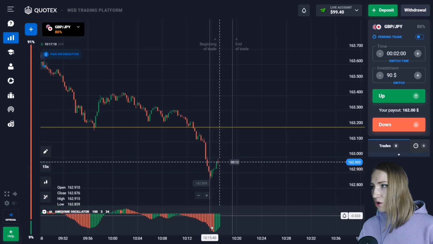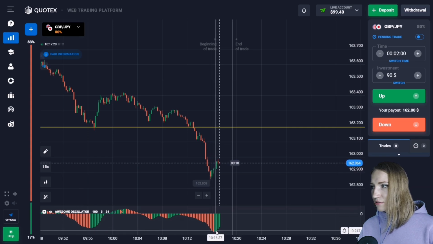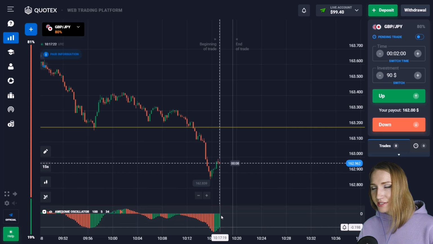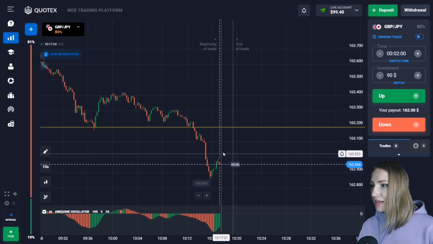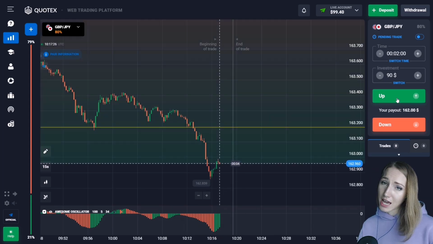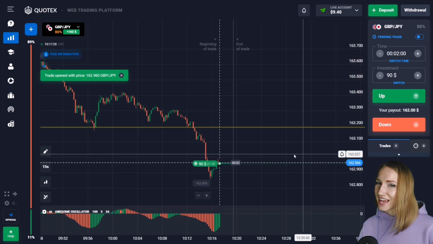So guys, here you can see the price broke through the support level, then moved down. The indicator also shows us that very soon the volumes for an increase will be growing. So let's open a trade for 2 minutes with up. I think in this situation this time will be enough. So let's check it.